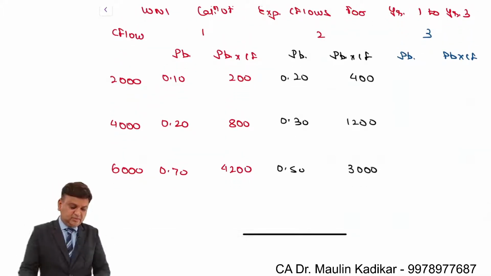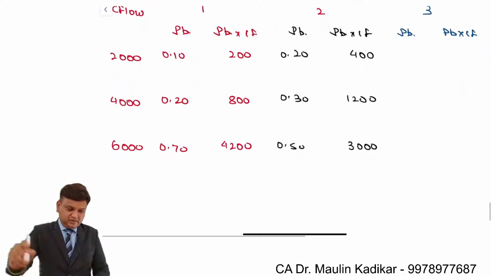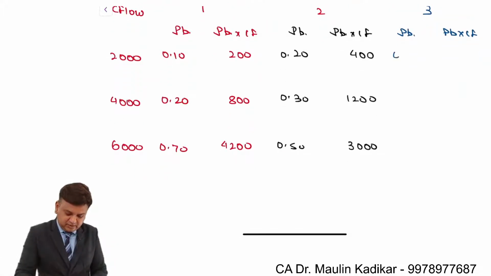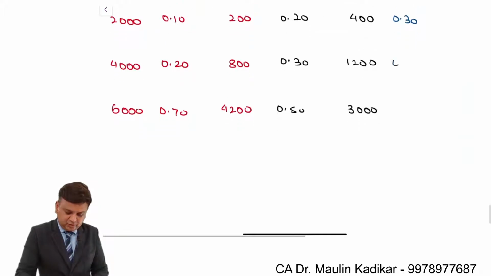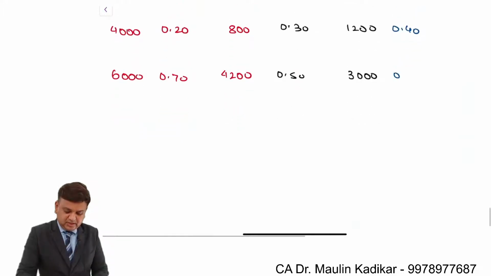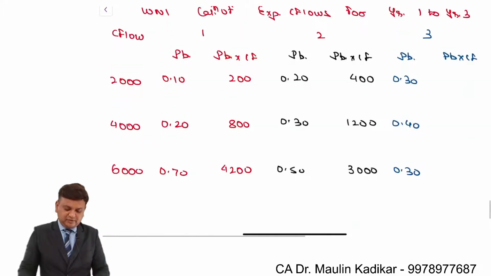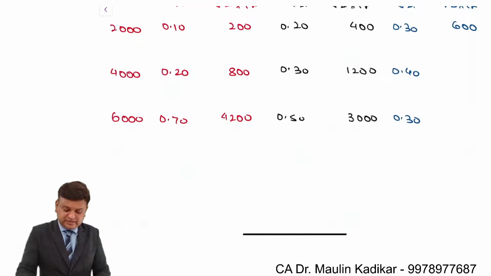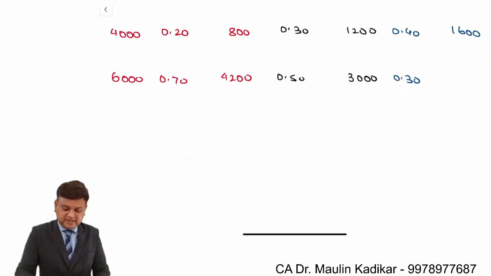For the third year, again the probability is different. 0.3, 0.4 and 0.3. So what will happen? 2000 into 0.3, that is 600. 4000 into 0.4, that is 1600. 6000 into 0.3, that is 1800.